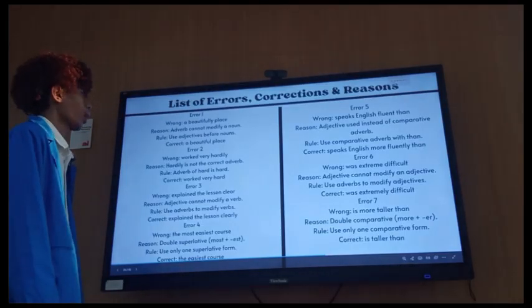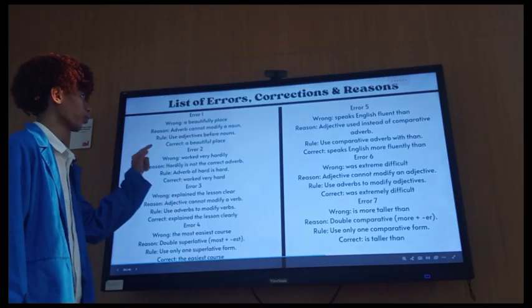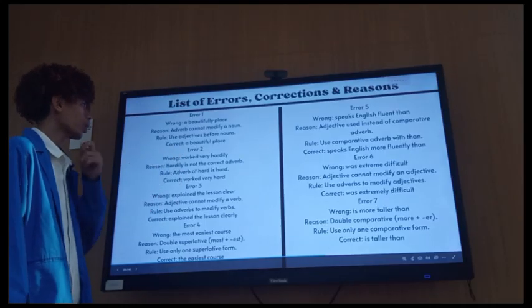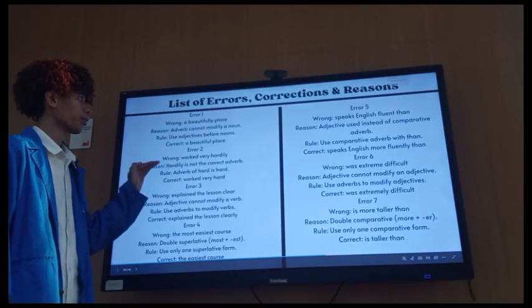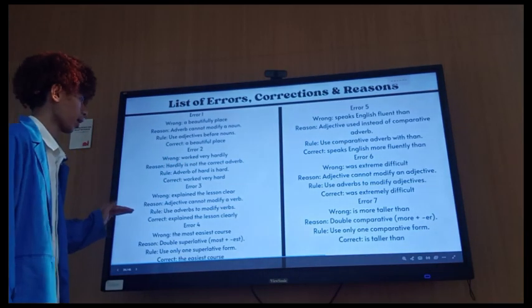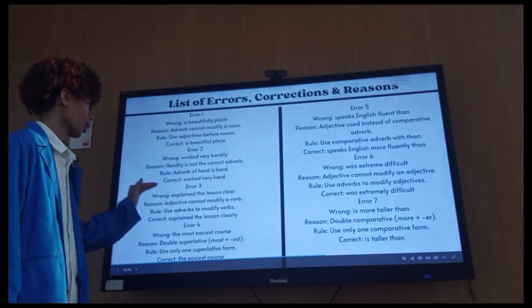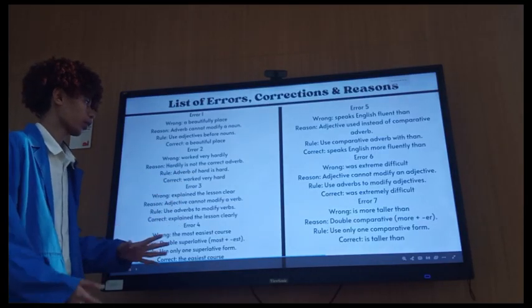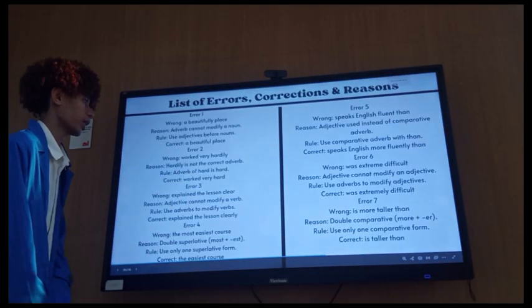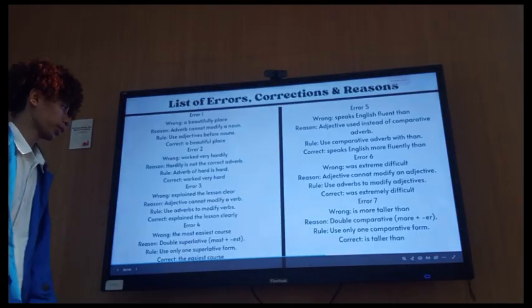Error 1. Wrong: a beautiful place. Reason: an adverb cannot modify a noun. Rule: use adjectives before nouns. Correct: a beautiful place. Error 2. Wrong: worked very hardly. Reason: hardly is not the correct adverb. Rule: the adverb of hard is hard. Correct: worked very hard.